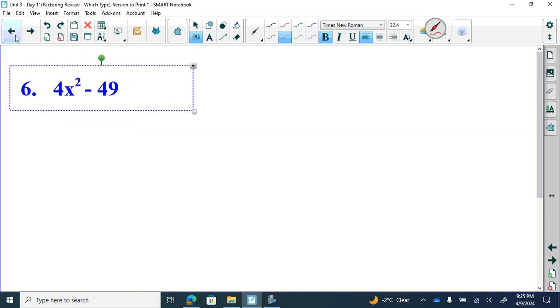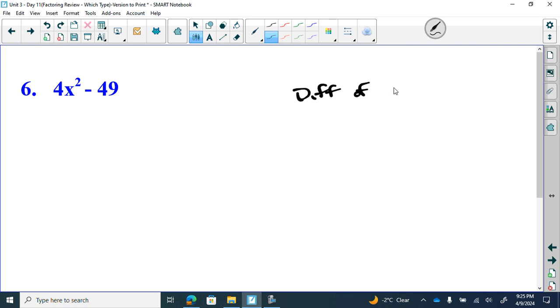Last question is a difference of squares. There is nothing common to either of these. So it is the difference of squares because it only has two terms. Now, that doesn't necessarily mean it is a difference of squares. Okay? It has to be a perfect square minus a perfect square.